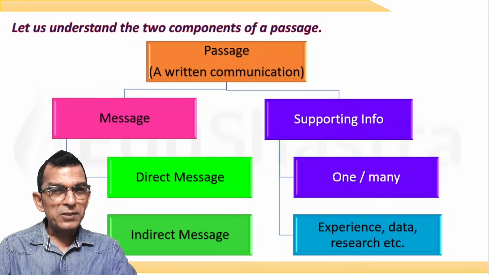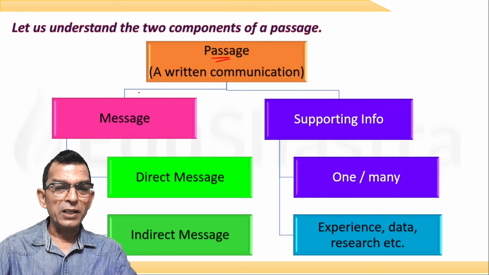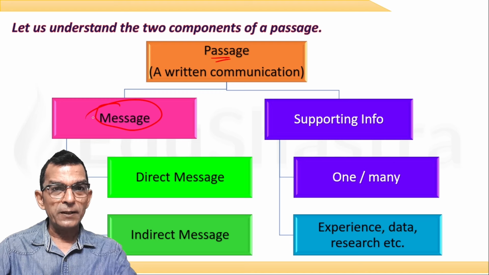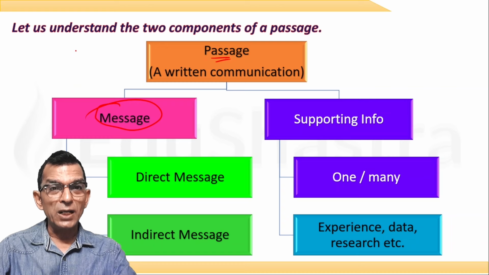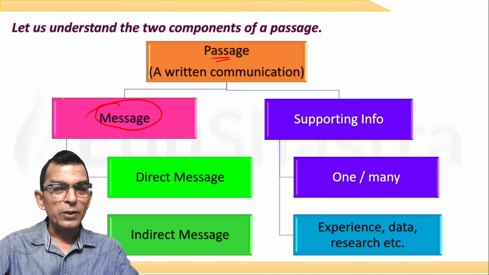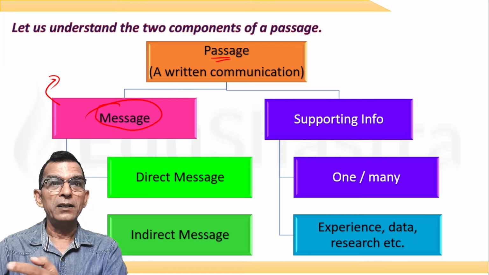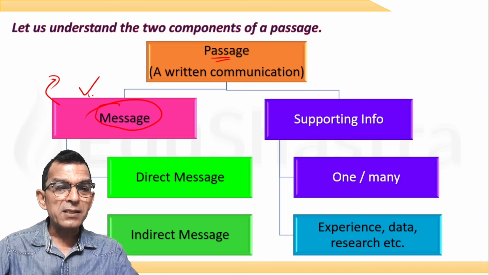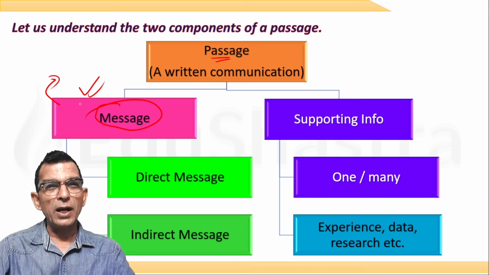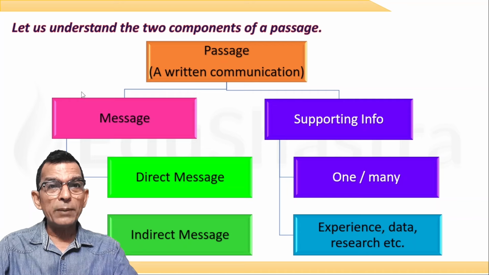So the structure of a passage is pretty simple. A passage is a written communication. It has the message of the author. Call it the opinion, call it the solution to a problem, call it whatever: a point of view, an opinion, a solution to a problem, compare, contrast, reaching a conclusion. You can do anything, but the author must have a message. Suppose I do not have anything to tell my audience, why am I going to write?